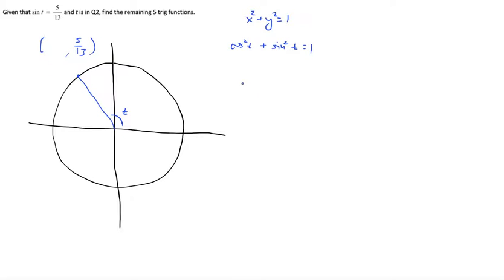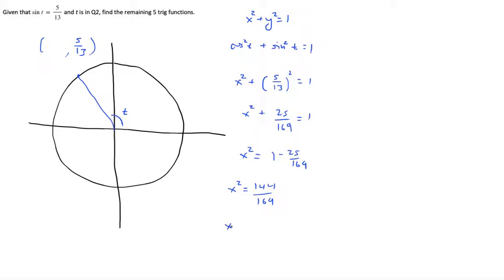We know that x squared plus 5 over 13 squared should equal 1. So x squared, just doing the math here, plus 25 over 169 is equal to 1. When we subtract this over, we get x squared equals 1 minus 25 over 169. Just getting the LCD here, 169 over 169, so that's 144 over 169.